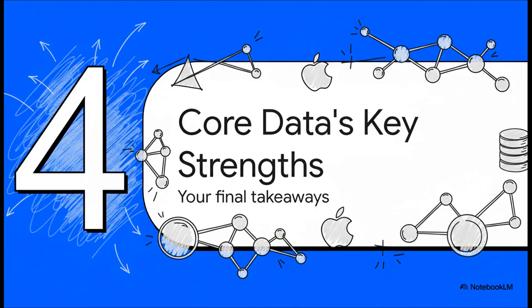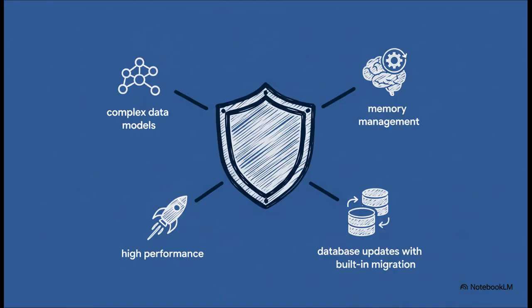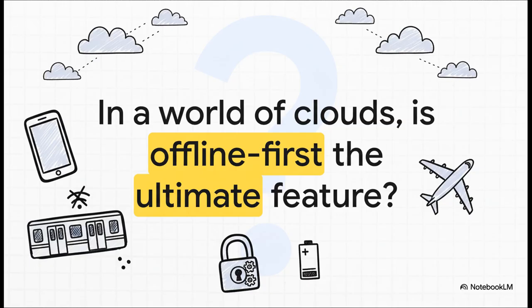All right, let's bring it all home. What are the biggest strengths, the final takeaways you should remember about Core Data? So if there's just one thing you take away from all this, it's this. Core Data absolutely excels at managing complex relational data right there on the device. It's incredibly performant, it handles all the tricky memory management stuff for you, it integrates beautifully with modern tools like SwiftUI, and it even has built-in tools to automatically handle database updates over time, which, trust me, solves a massive headache for developers.